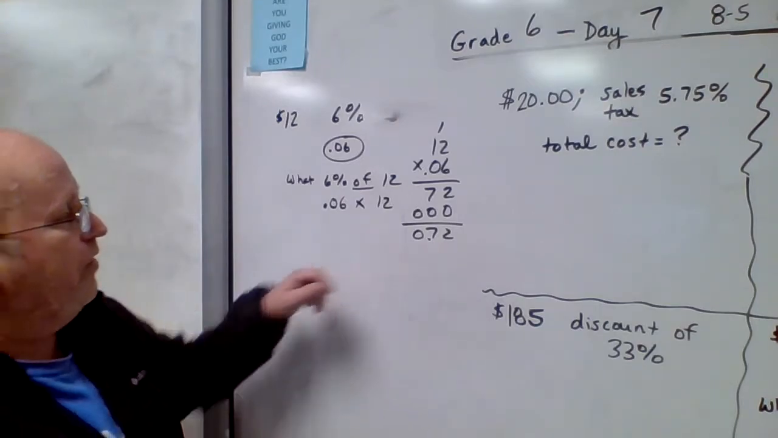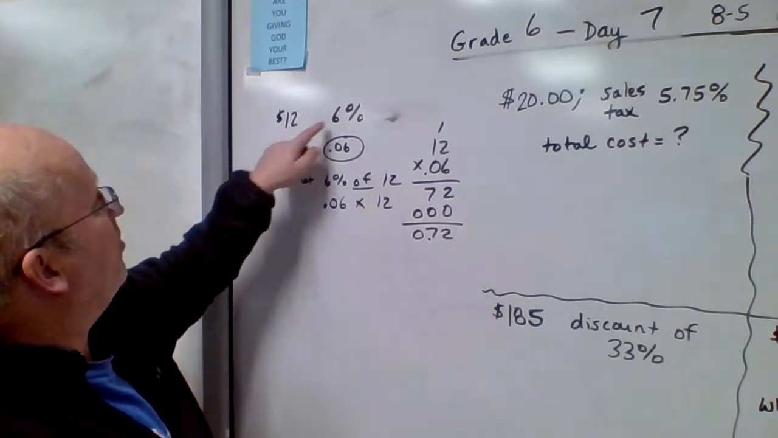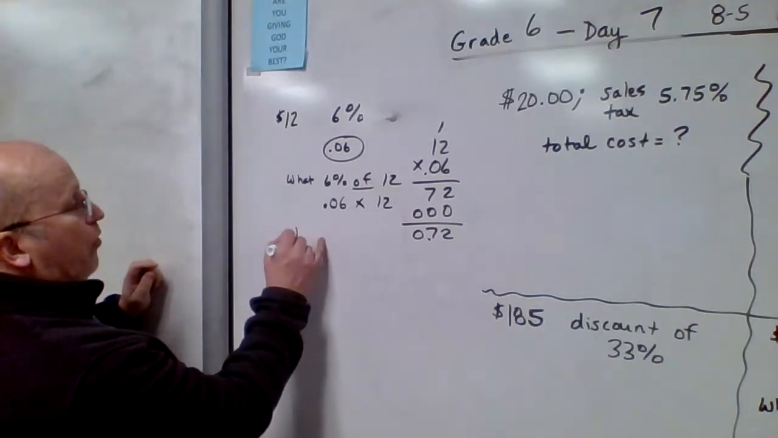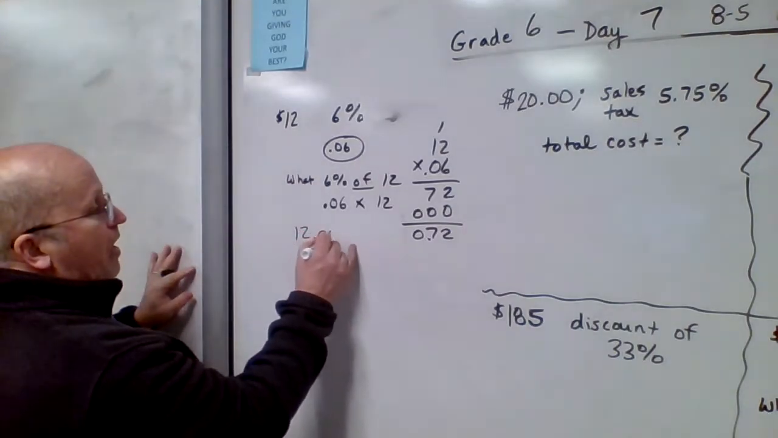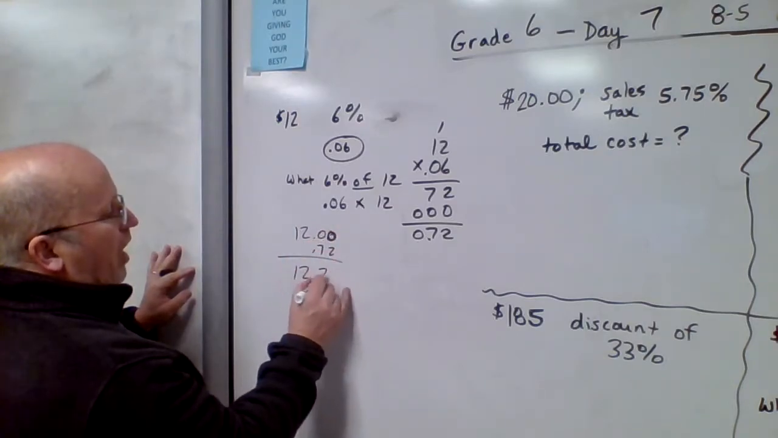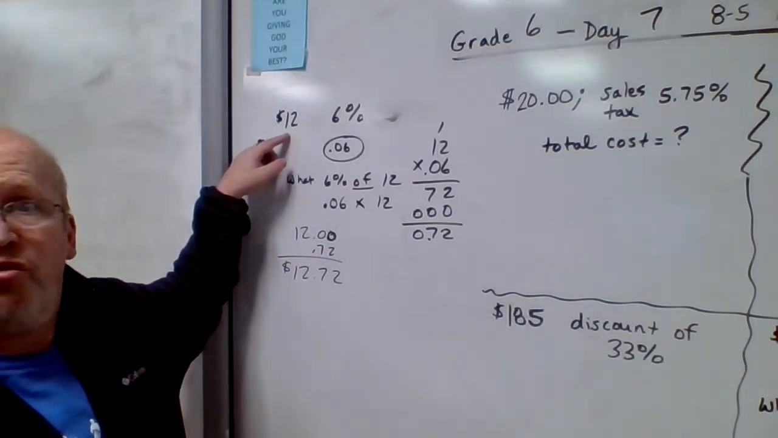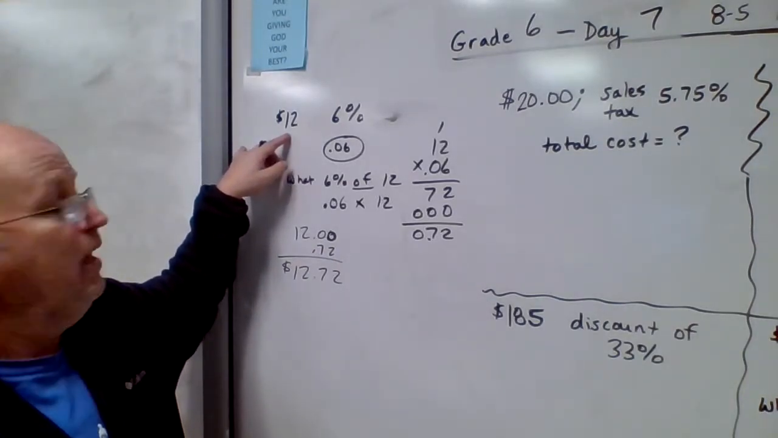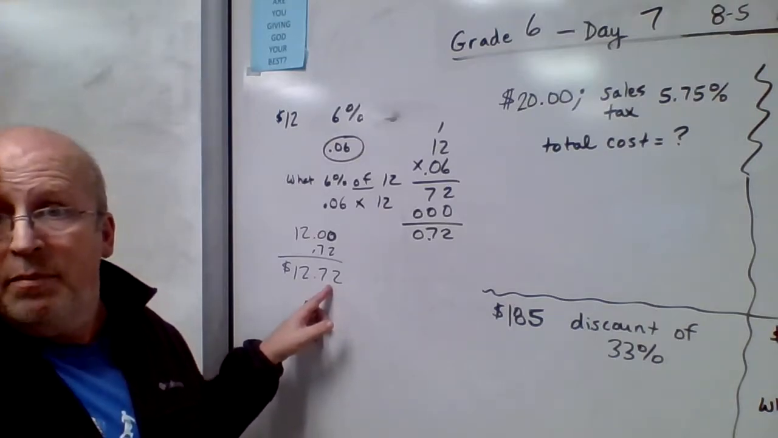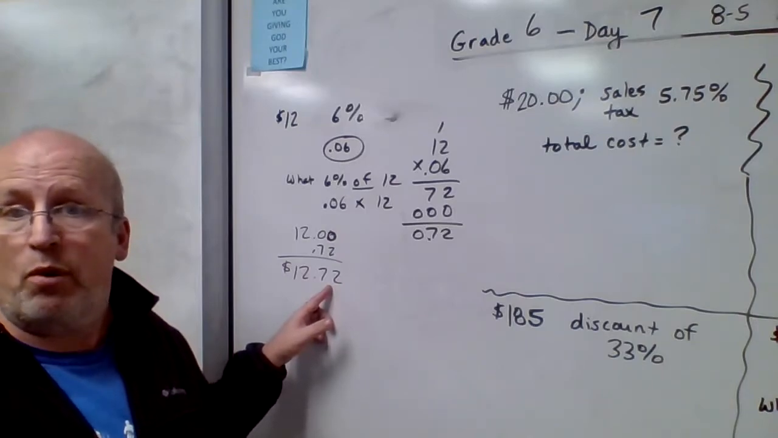This amount of money, this 72 cents, is the tax that's going to get added to the price of our item. So the total cost of the item ends up being $12.72. The $12 goes to the company that you bought it from, and the 72 cents ends up in the hands of the state of Michigan because that's the tax that the state of Michigan is charging for that product.